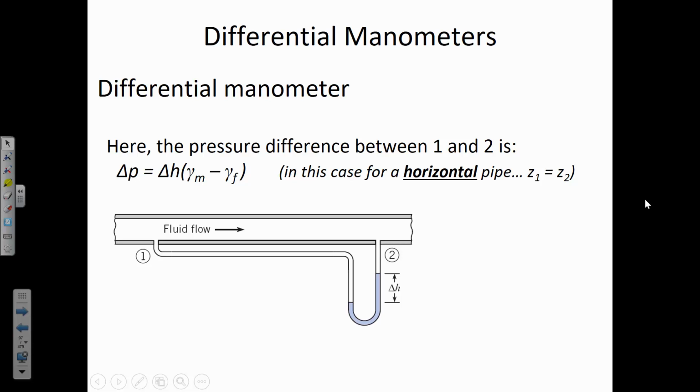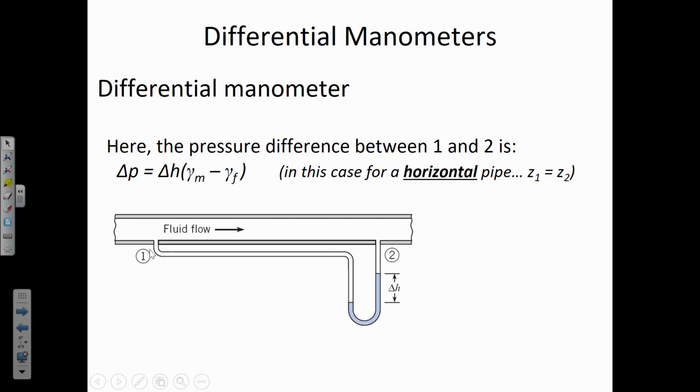Now, if the fluid was moving fast enough and there's a big enough pressure differential, it is possible that we could blow that manometer fluid into the main conduit. But for right now, it's in equilibrium. There is no flow through the manometer tube. But this is a differential manometer, and what we could do is measure the pressure difference by this formula.